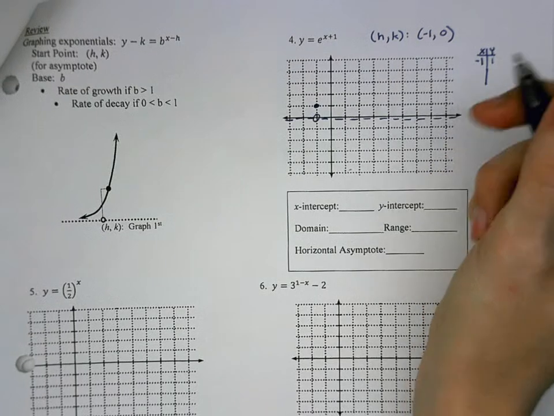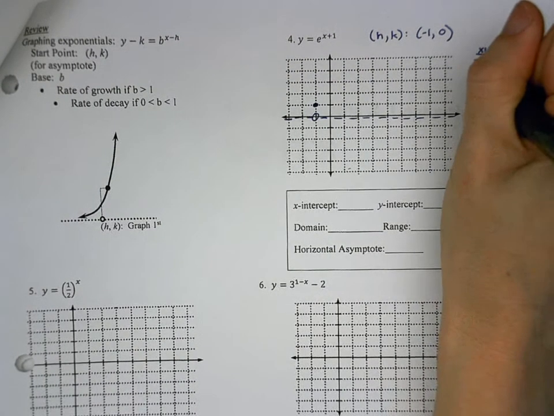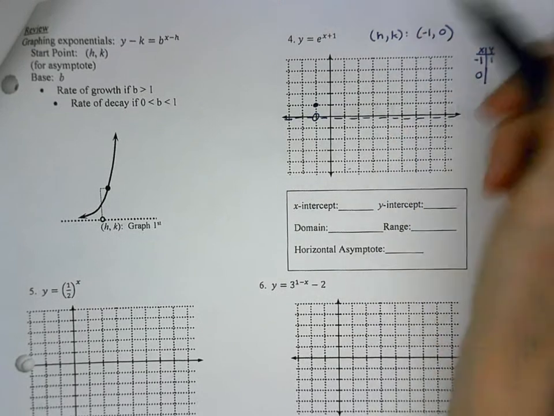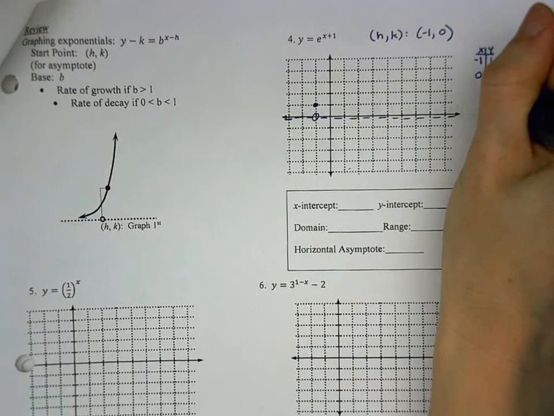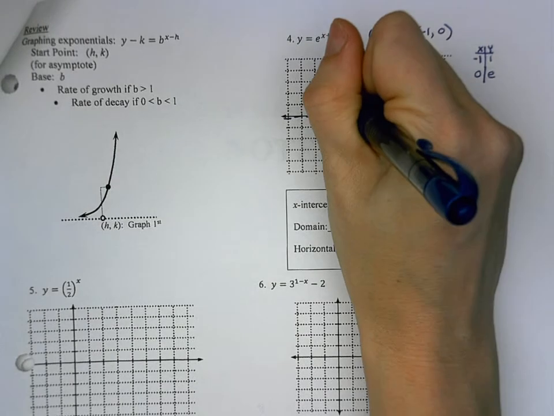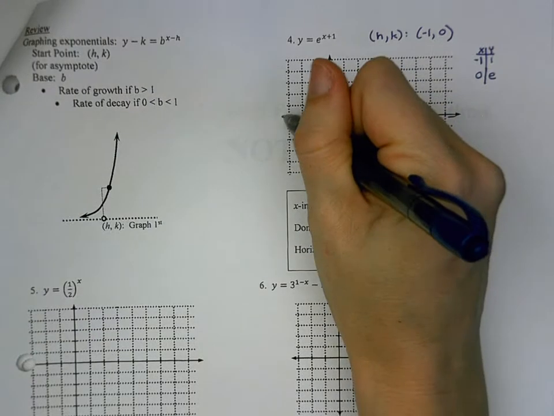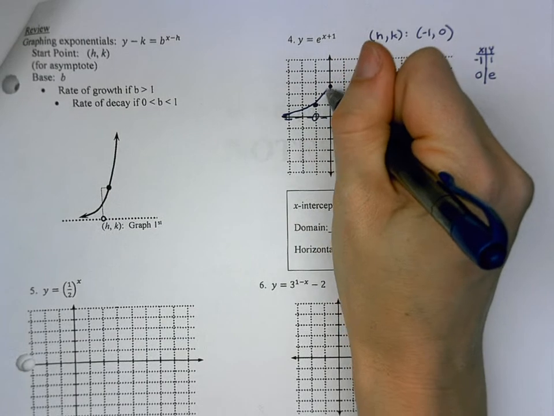And then second, you can plug in whatever you want. I'm going to plug in 0 for mine. E to the 0 plus 1 is e to the 1, which is just e, which is about 2.718. And so we're looking right about there, 2.718. And I've got my function.